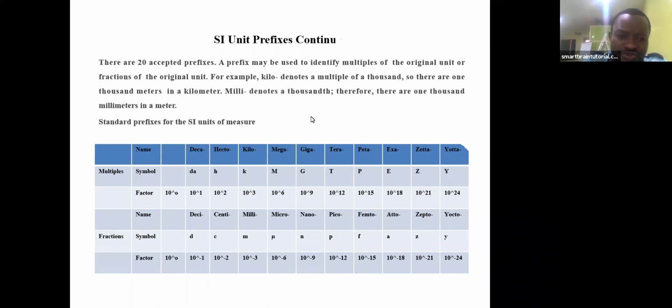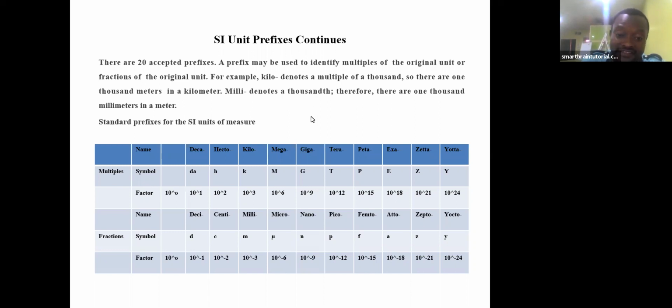Now we are going to go to the second part of the table. The second part of the table is talking about smaller sizes. We have just finished dealing with larger size prefixes. Now we'll go to smaller size prefixes. In the smaller size prefixes, we start with the deci. Deci, you must have heard something like decimeter.